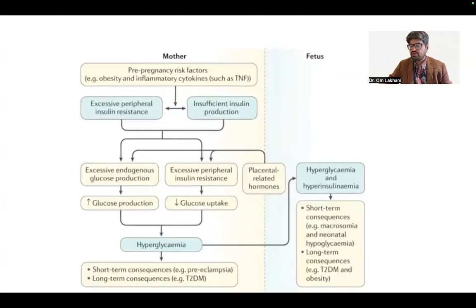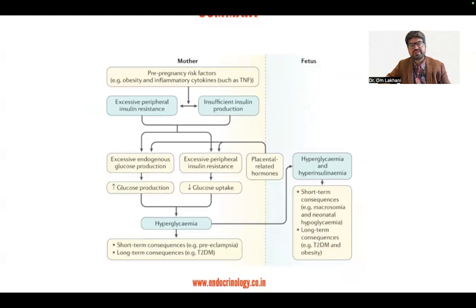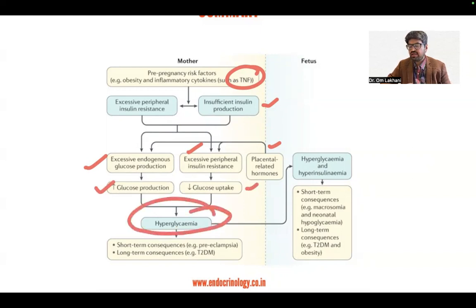So let me summarize what I talked about in this brief presentation. We said that in the mother, there could be pre-pregnancy risk factors like the presence of obesity and inflammation and increased TNF alpha. That again, in all pregnancy, there is increased insulin resistance because of human placental lactogen. But in women with poor beta cell reserve, if there is insufficient insulin production, it ultimately leads to increased endogenous glucose production, excessive peripheral insulin resistance, and then the role of placenta-related hormones like HPL, which we discussed. Overall, this leads to increased glucose production but reduced glucose uptake, which is the classical sign of insulin resistance. This ultimately leads to hyperglycemia.